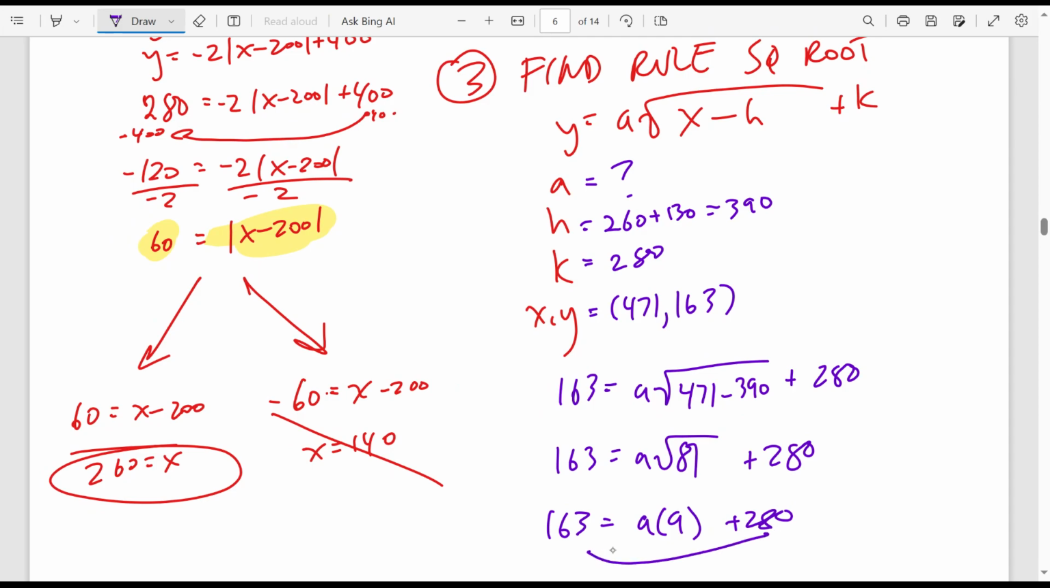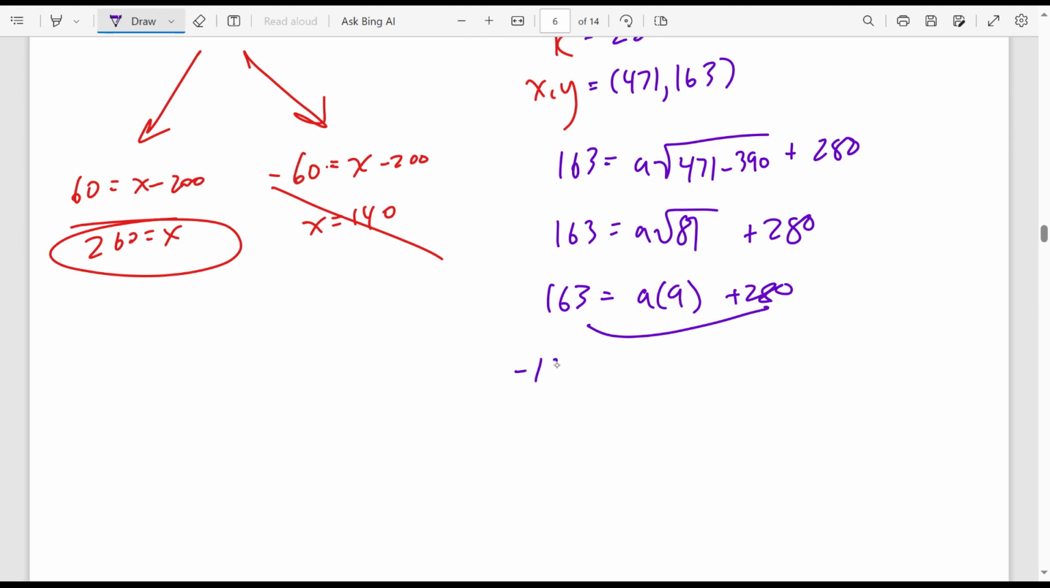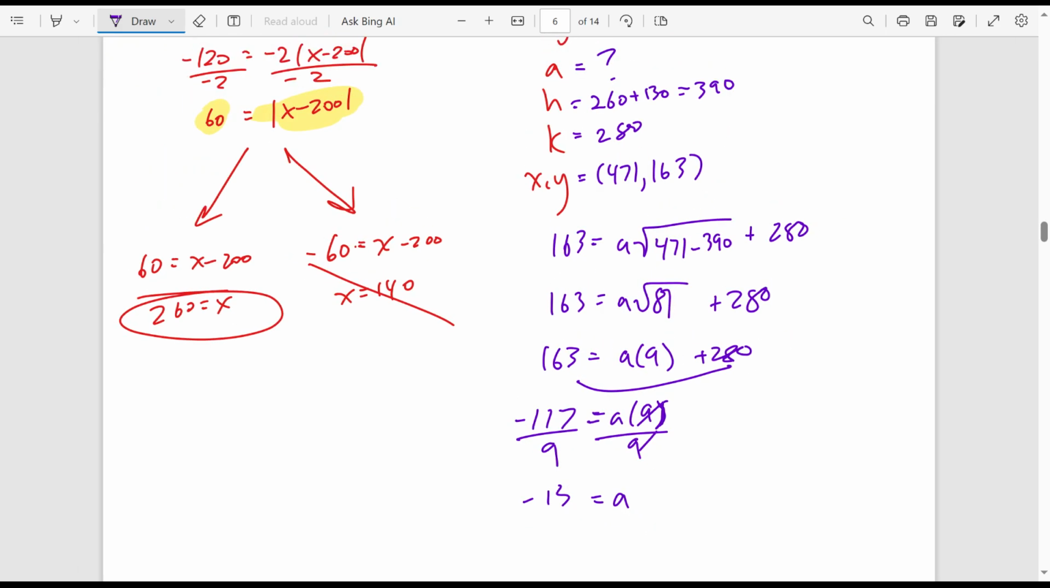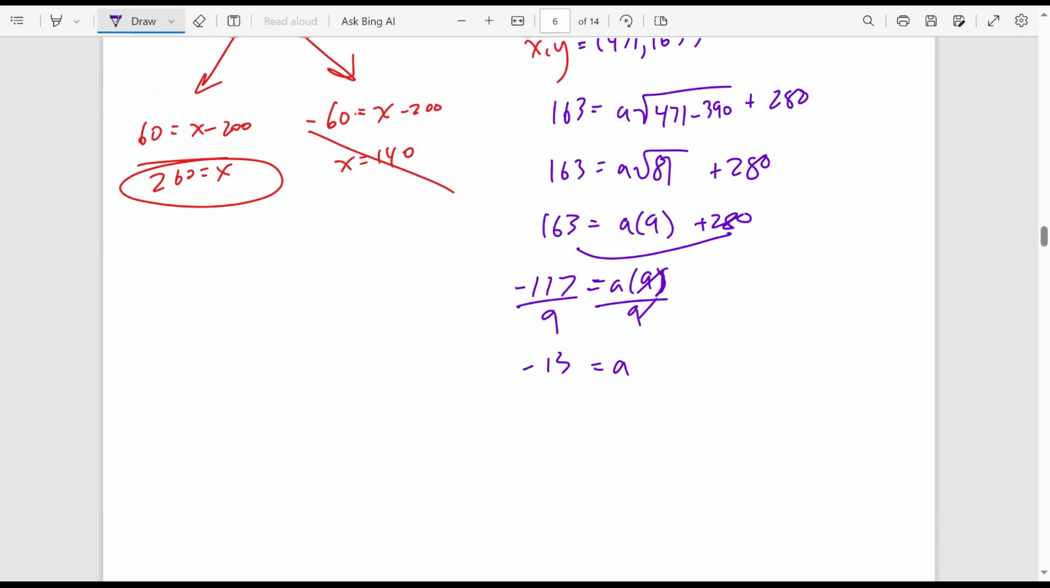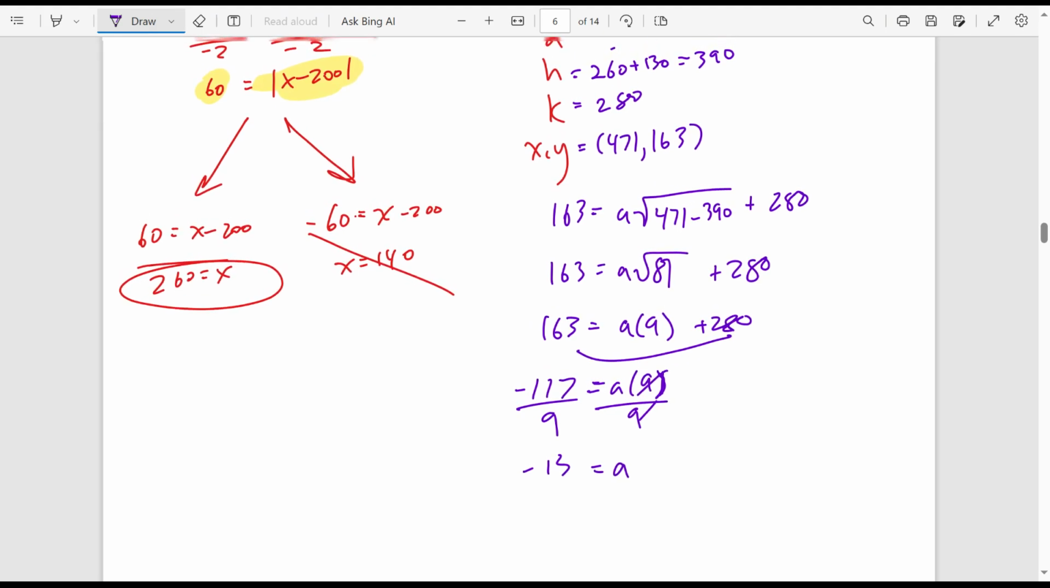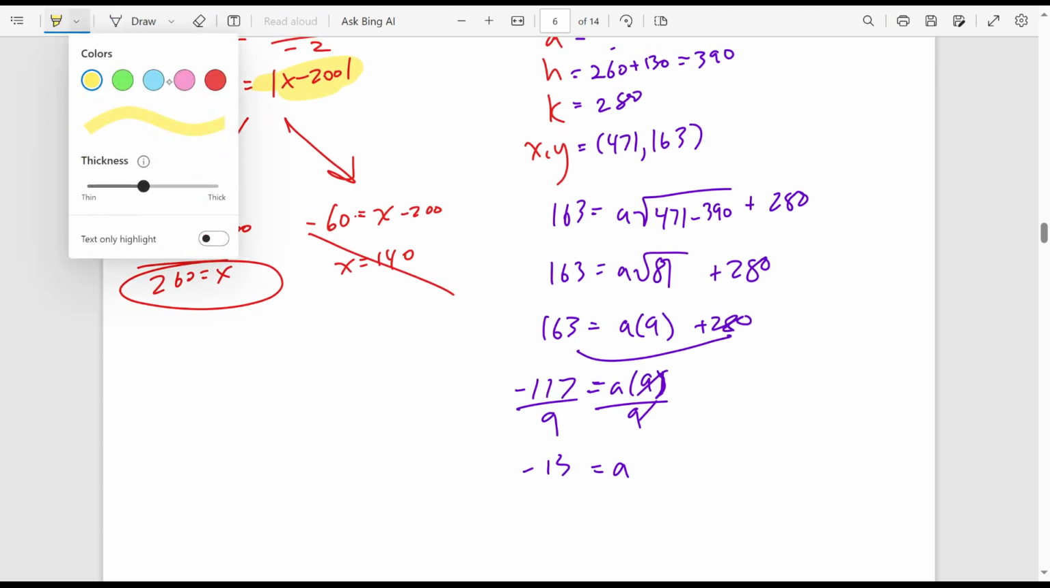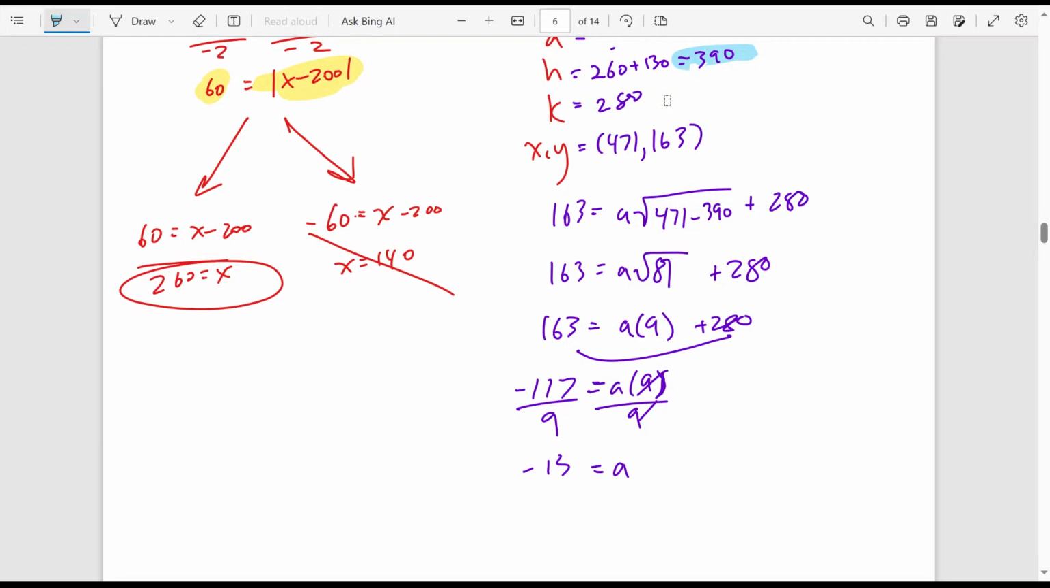I can bring that over, and have negative 117 is equal to a times 9. And then just divide by 9 on both sides and get a is equal to negative 13. So now, if I back out, we can see it here, in a different color. I have the h, I have the k, and I have the a for that function.